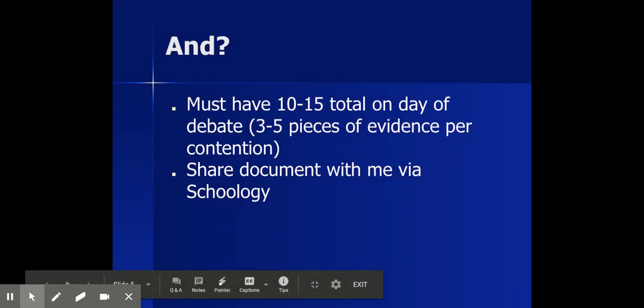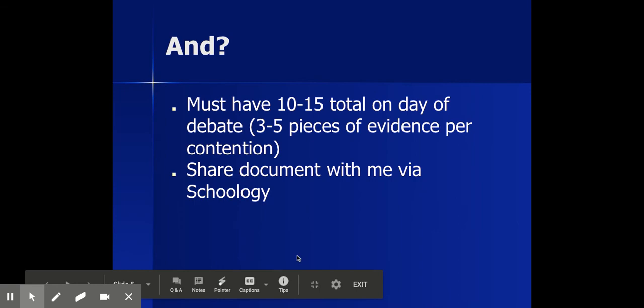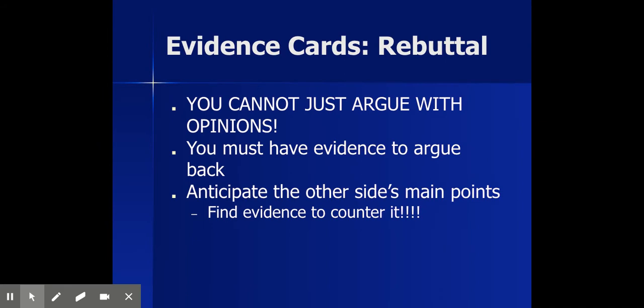Okay, so what they are, you need to have between 10 and 15. That's like a basis of what I'm looking for, about 3 to 5 pieces of evidence per contention. If it's less than 10, it's not like your head's going to be chopped off or anything like that. It's just that you want to be as prepared as possible. And you're going to be sharing that document with me via Schoology. So you should have the idea that you are arguing with evidence and not just arguing with opinion. So anticipate the other's main points and find evidence to counter it and put that on your evidence cards.